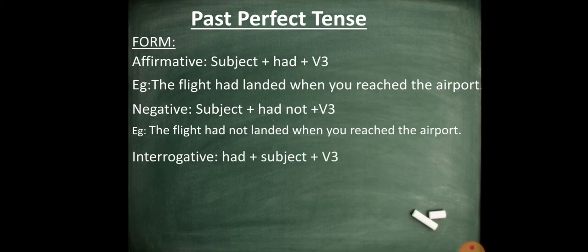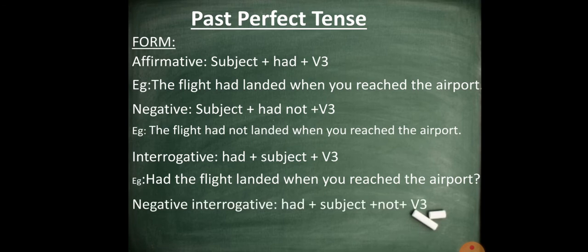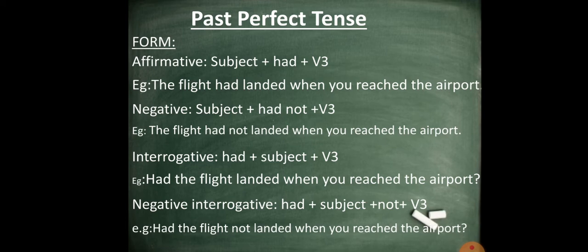The interrogative is formed by putting had before the subject. That is had plus subject plus V3. Example, had the flight landed when you reached the airport? Negative interrogative is formed by putting had before the subject and not after the subject, followed by the third form of the verb. Example, had the flight not landed when you reached the airport?